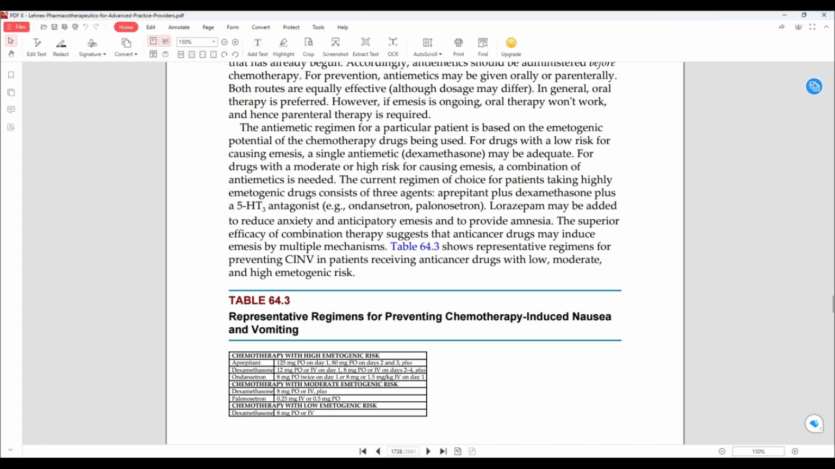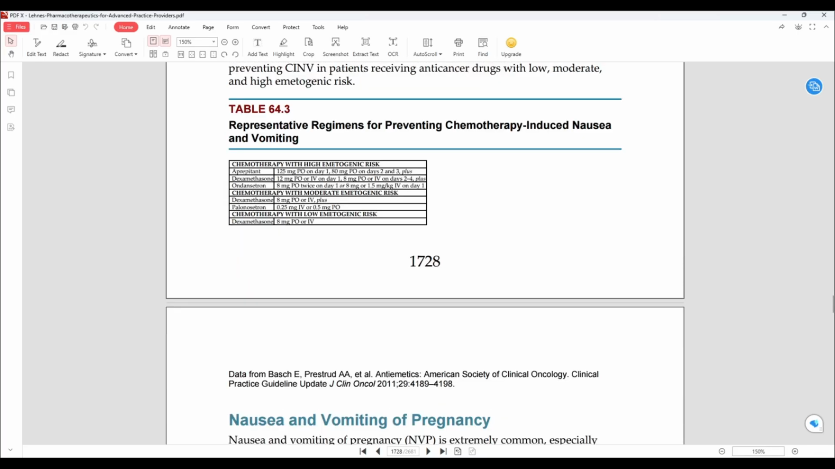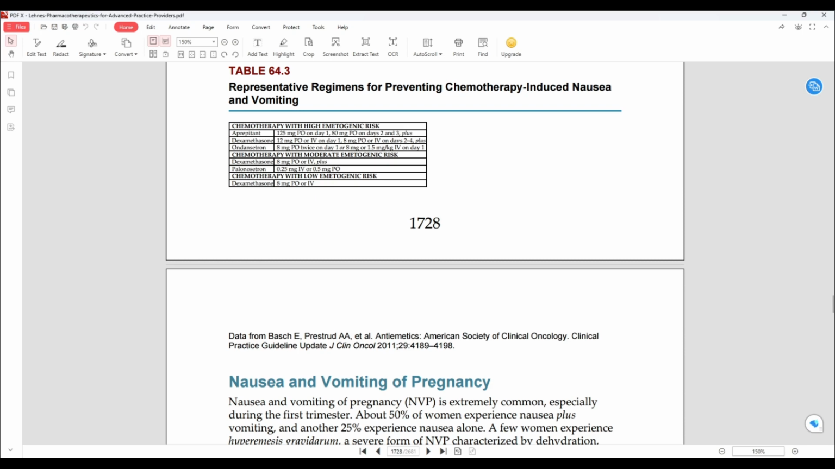The following table, 64.3, shows representative regimens for preventing CINV in patients receiving anti-cancer drugs with low, moderate, and high emetogenic risk. So here is a good spot to hit pause and review the representative regimens for preventing chemotherapy-induced nausea and vomiting.